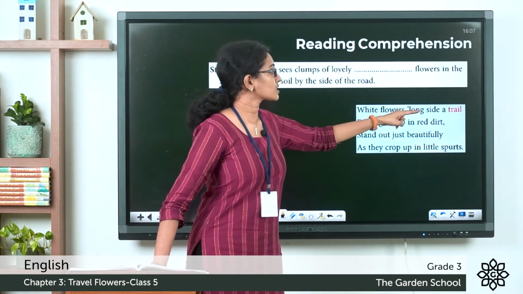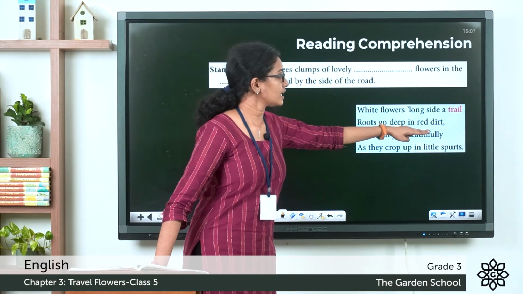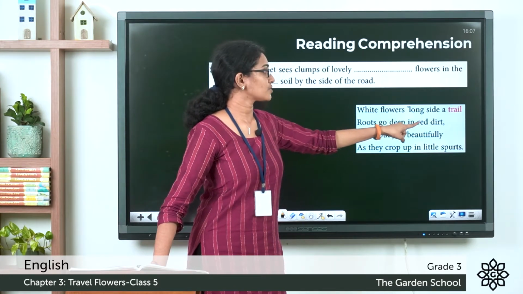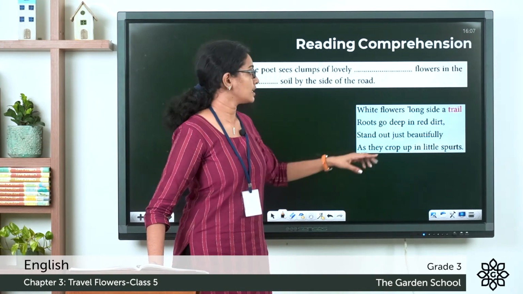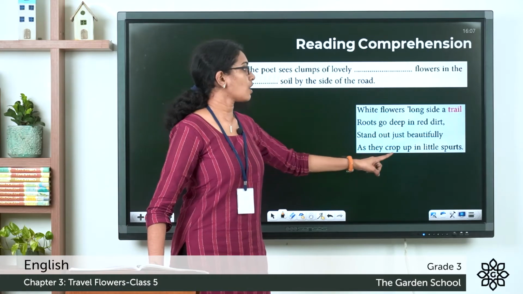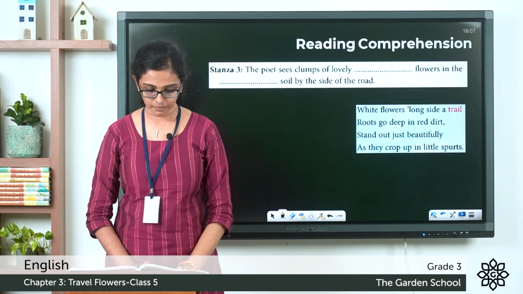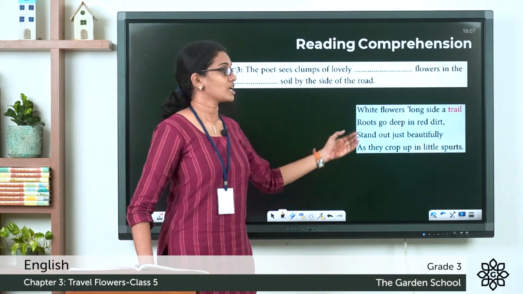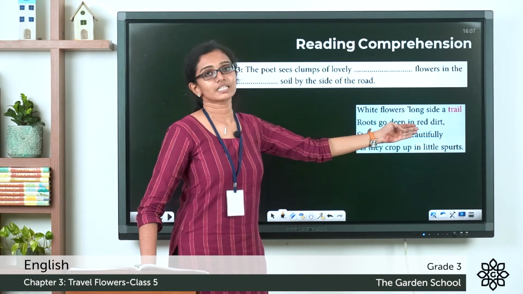White flowers alongside a trail. Roots go deep in red dirt. Here, dirt refers to, or dirt means soil. So, red soil. Where does the flowers grow? The flowers grow in red colored soil or red soil. Stand out just beautifully as they crop up in little spurts. What does crop up means? Crop up here means the flowers are growing in bunches full of life. So that is what crop up in little spurts mean.